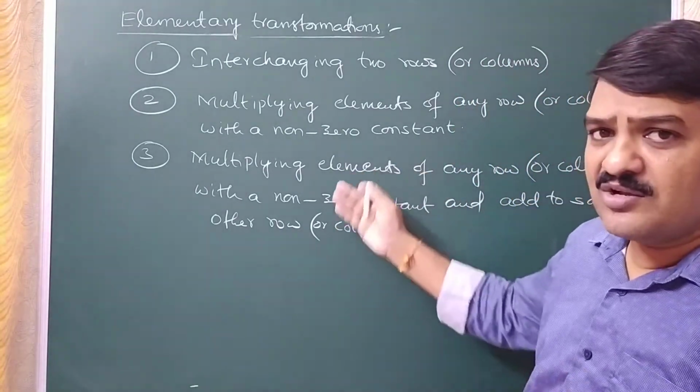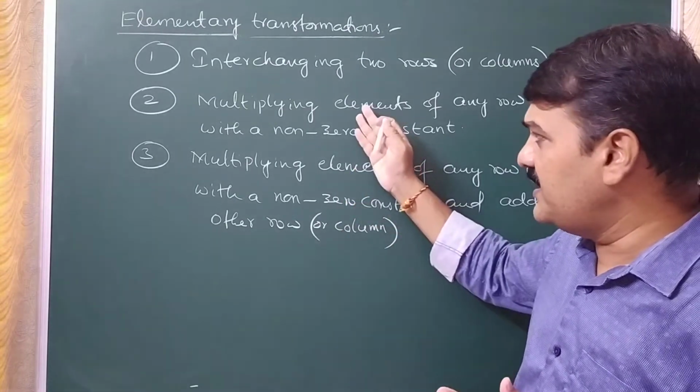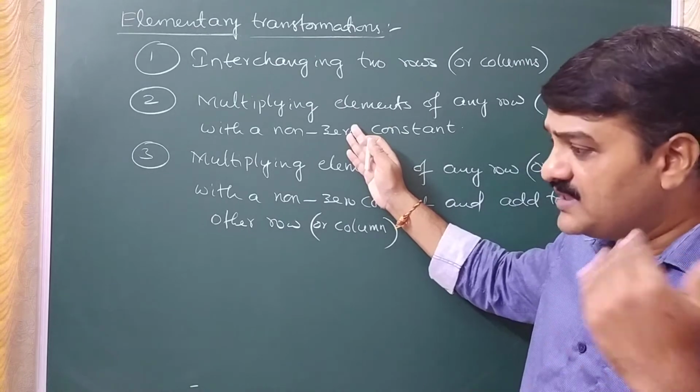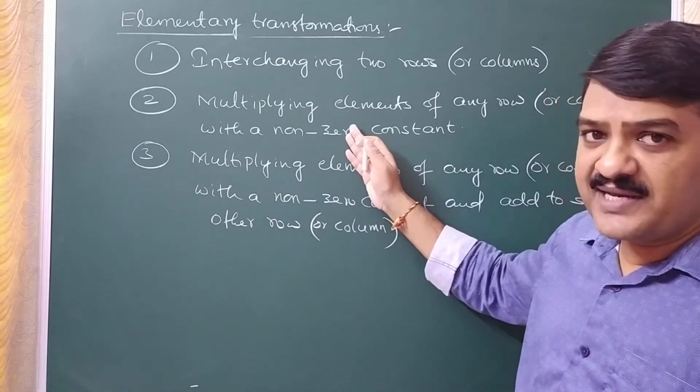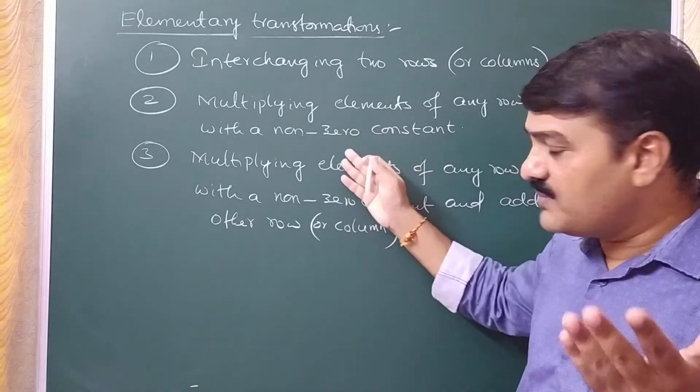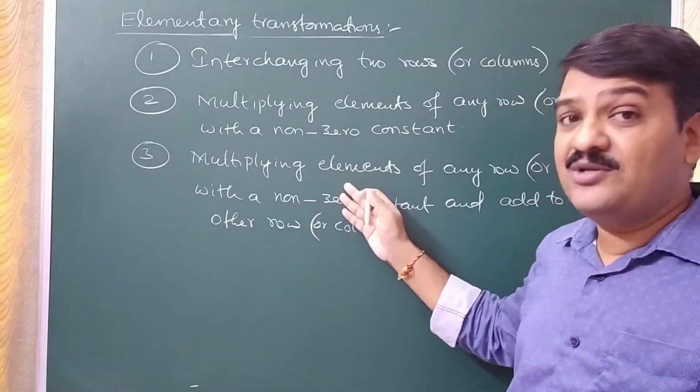So both these are almost similar. You can multiply all the elements of a row with a constant. That constant can be positive, negative, it can be fraction also. Here you can multiply with a constant and add to some other row.